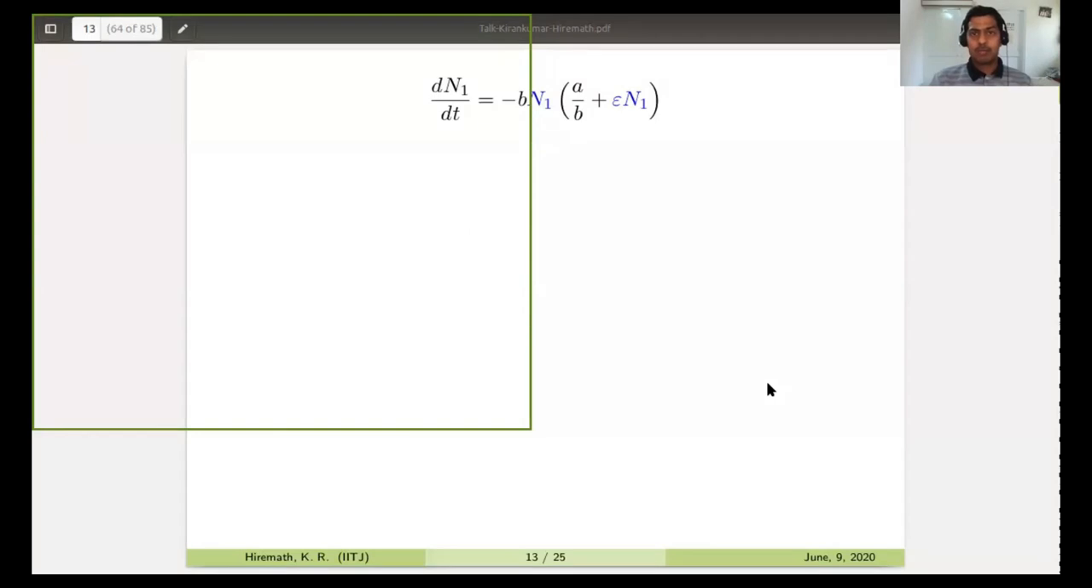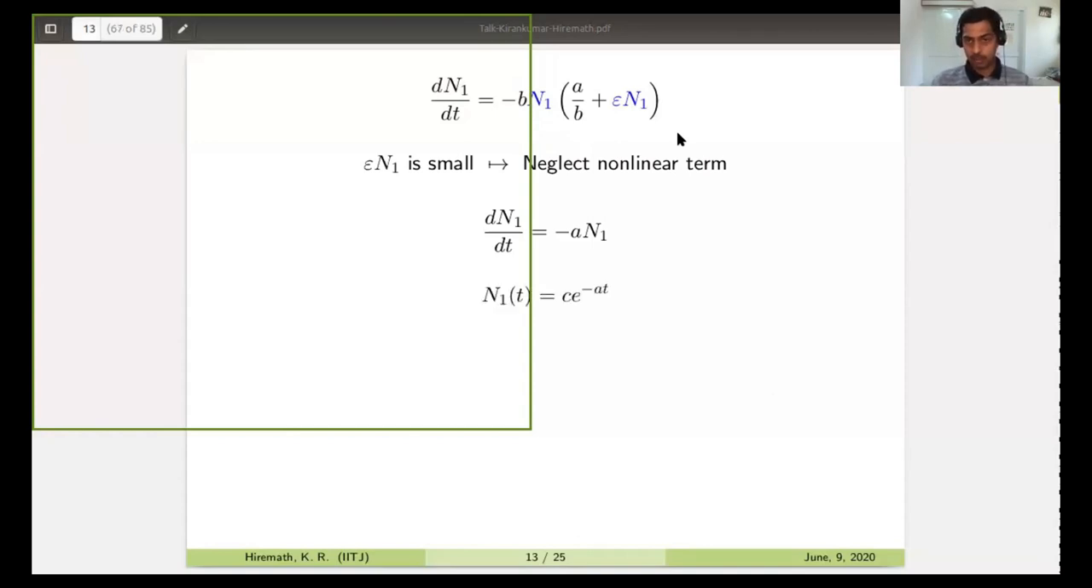Again, this equation is non-linear, but we can invoke our assumption that epsilon N1 is a small quantity. When I multiply minus B N1 with epsilon N1, this quantity will be even smaller, so let us neglect this non-linear term. We then get a simple first order constant coefficient differential equation, whose solution is again in terms of an exponential function.